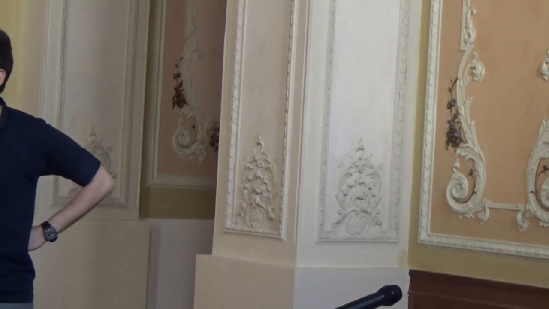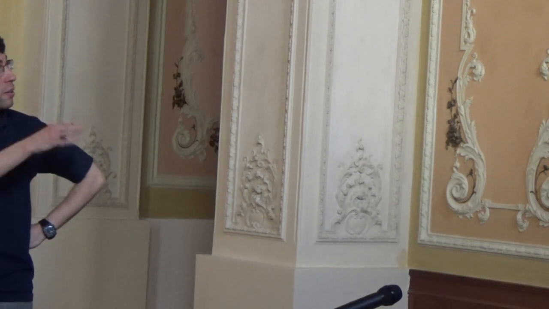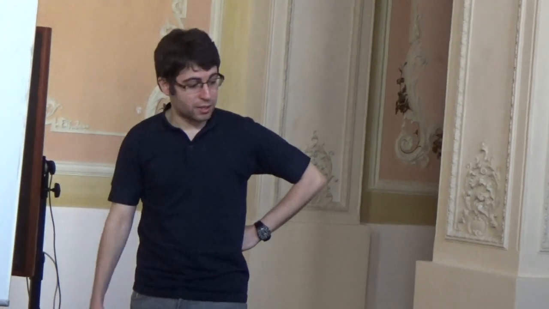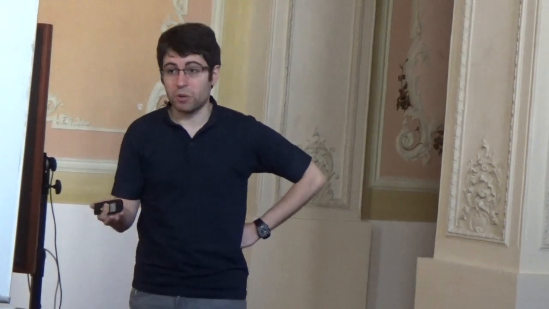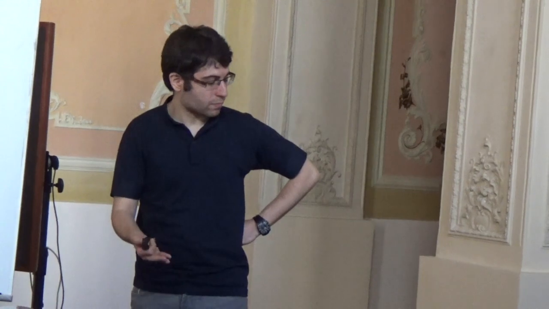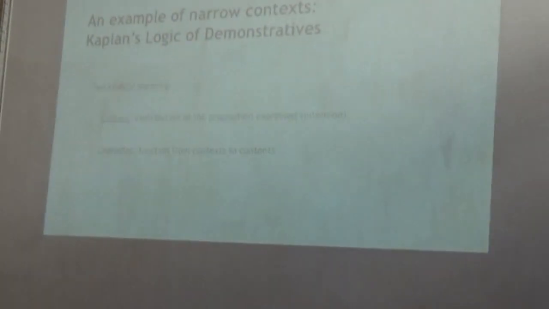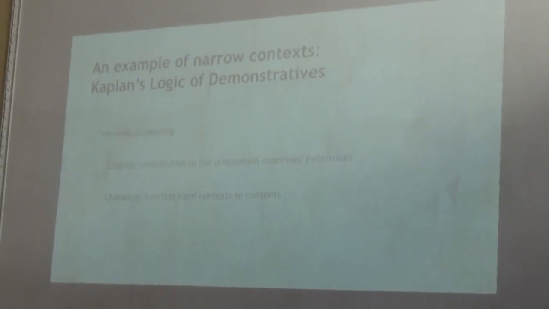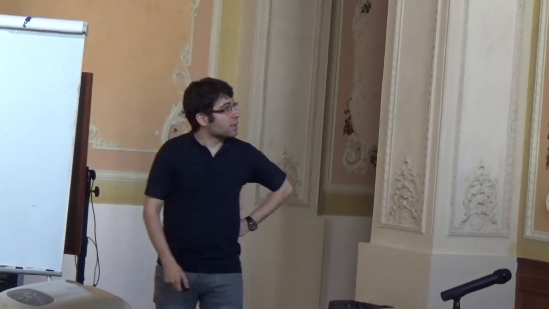But so, as I was saying, I'm going to argue that we can get rid of the notion of narrow context, that the assignment function, which is necessary in model theoretic semantics, can do all the job that narrow context does too. So, just as an example, let's see what a narrow context is. Kaplan's contexts are, as far as I know, the first and most prominent example of a narrow context. So let's see what they are.